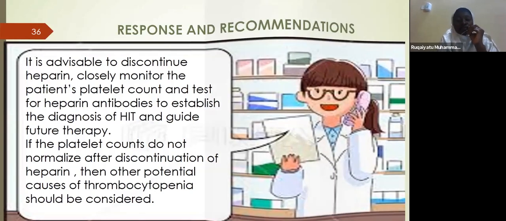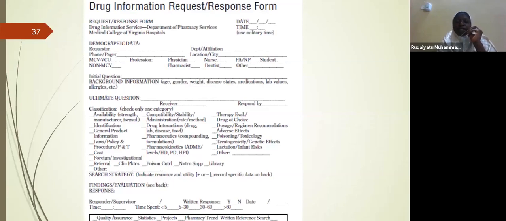So just to conclude this session of the presentation, this is a sample of a drug information request form. So why do we need a request form or a response form? Depending on what you can use it for, you can use it for the response, you can use it for request. That is if you are given the response in a written form. Sometimes the response might be oral.